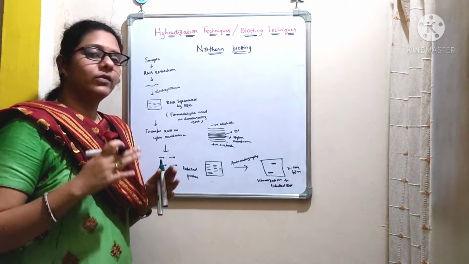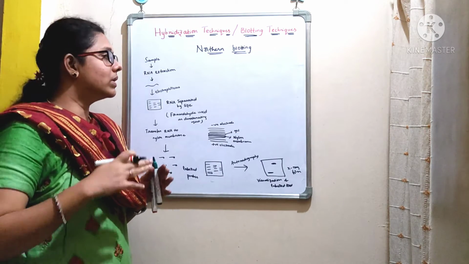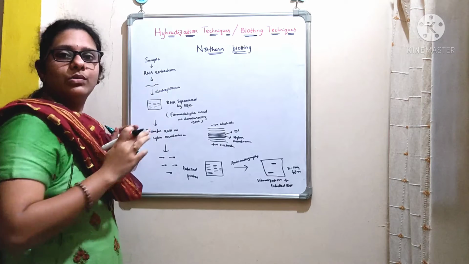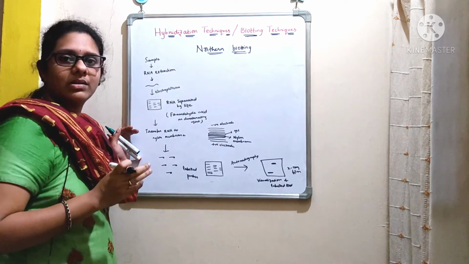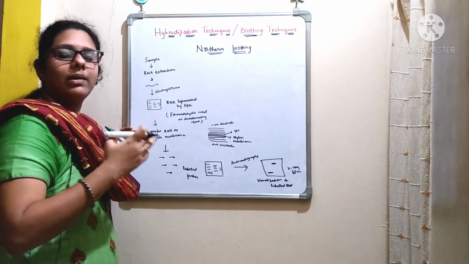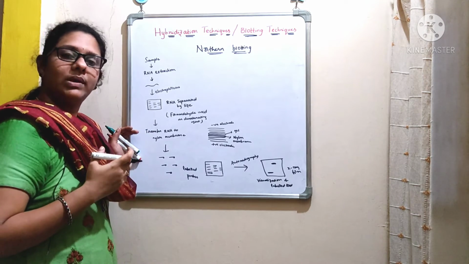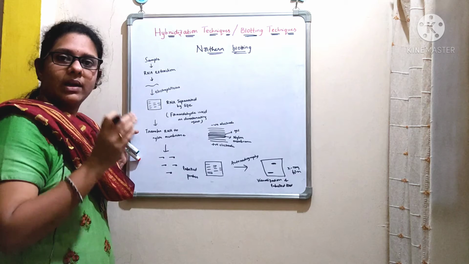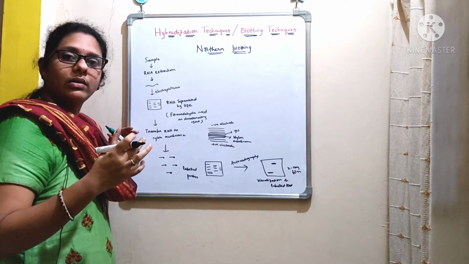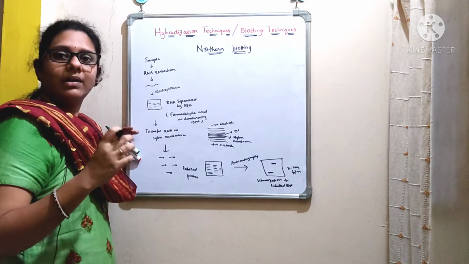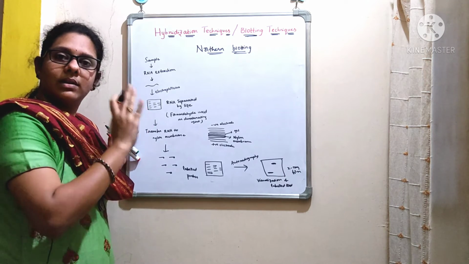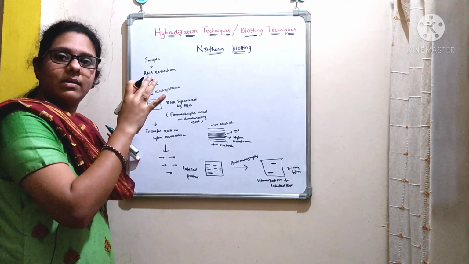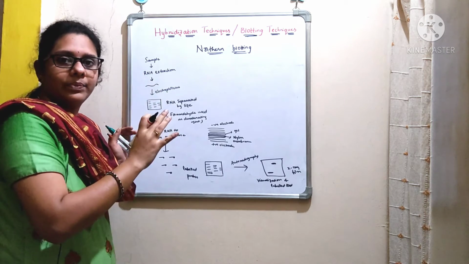In this technique of northern blotting, first you need to choose a sample, and then you need to go for the extraction of RNA. I have already made a video on RNA extraction, please go through it. Once you break the cell, that is, you break the cell wall and the cell membrane to release the cytoplasmic contents, you are not interested in DNA or protein. Here you are interested in isolating the RNA.